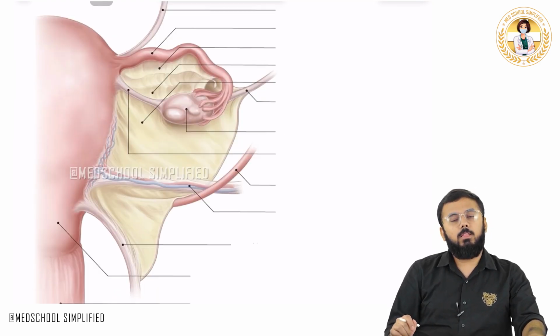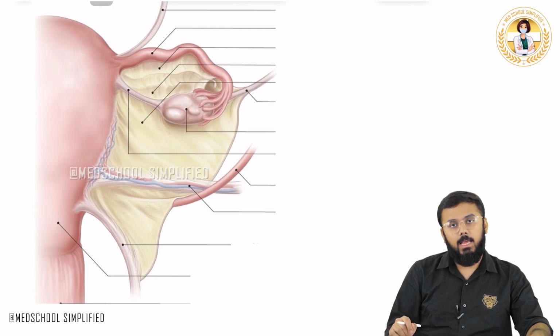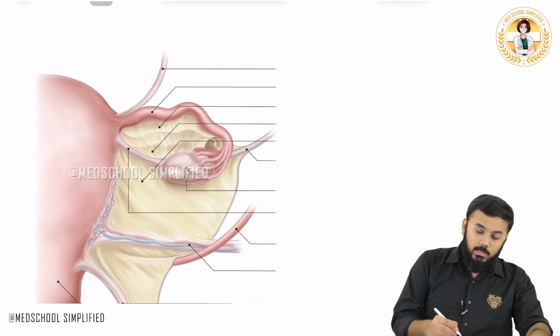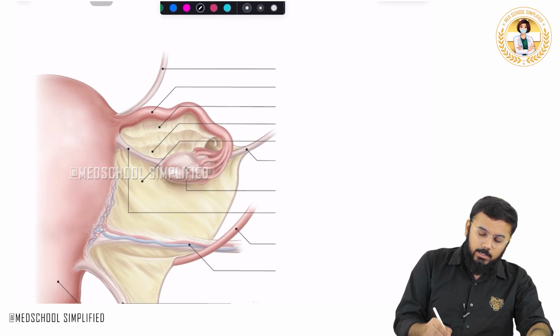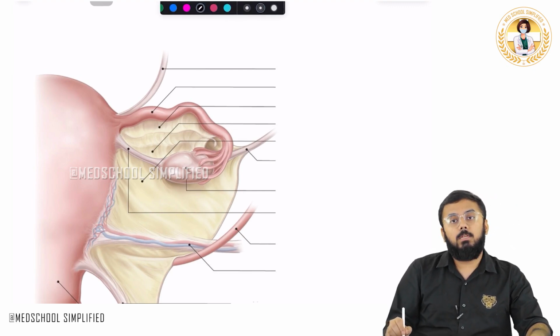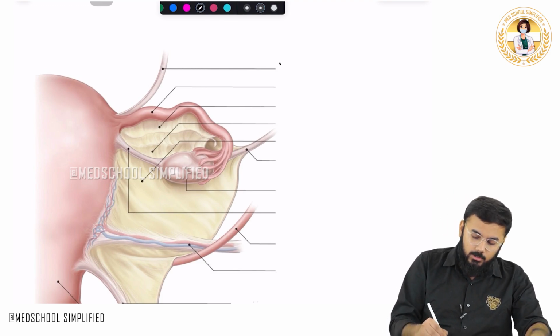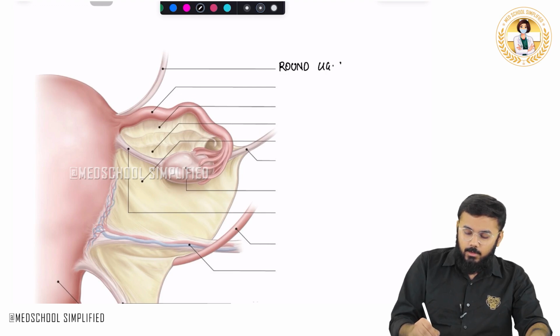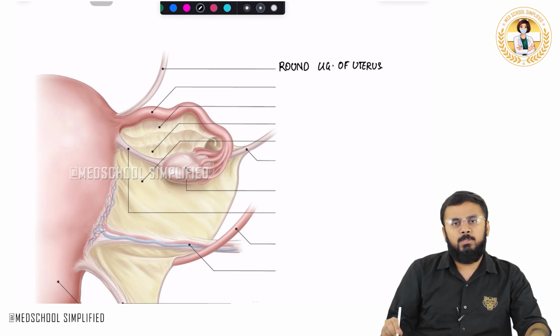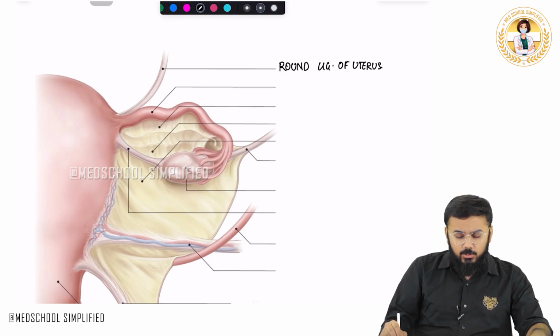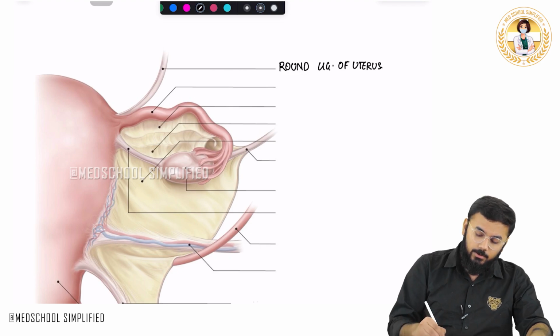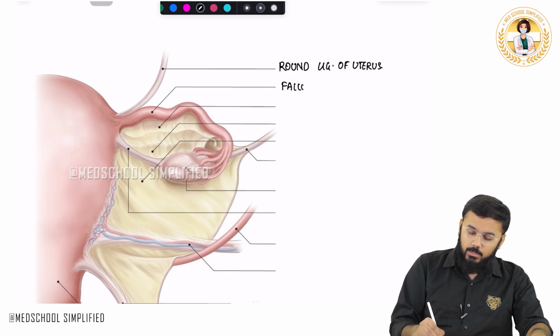If you see all the different kinds of ligaments which we have here, we shall look at all these important ligaments. In this, the particular ligament you can see on the top here is called the round ligament of the uterus. Just beneath the round ligament of the uterus, this structure over here is called your fallopian tube.